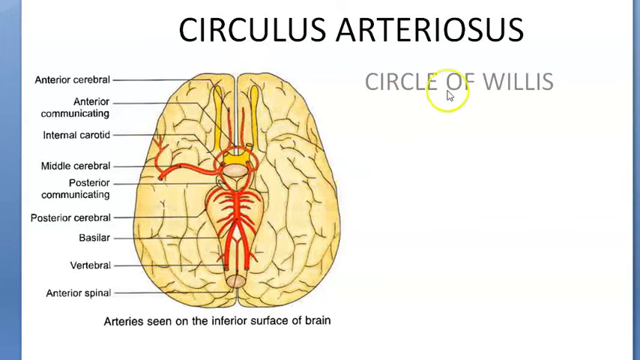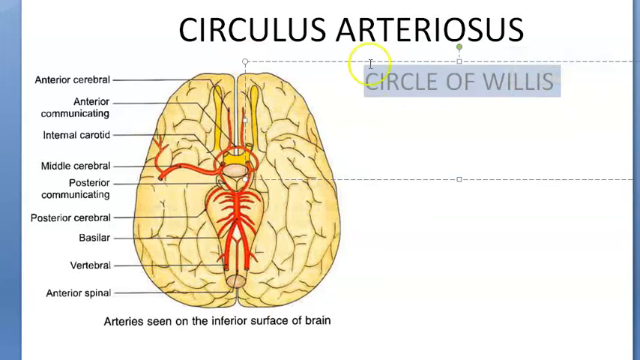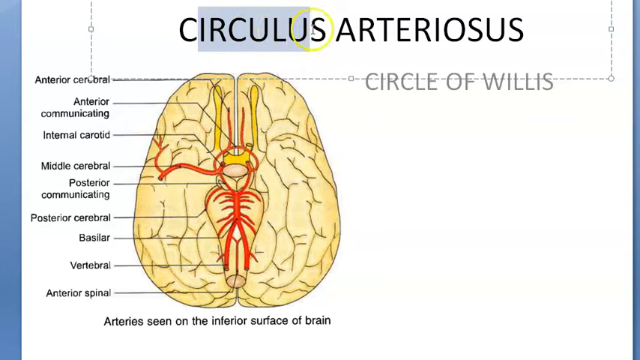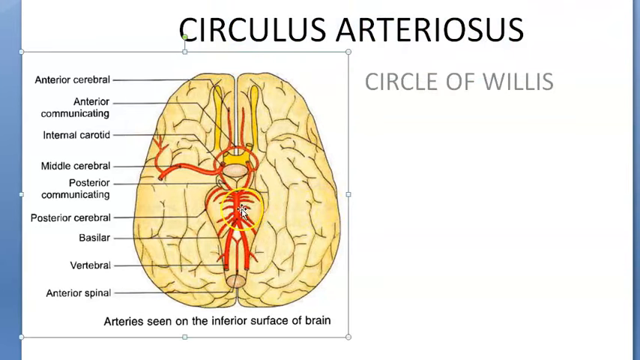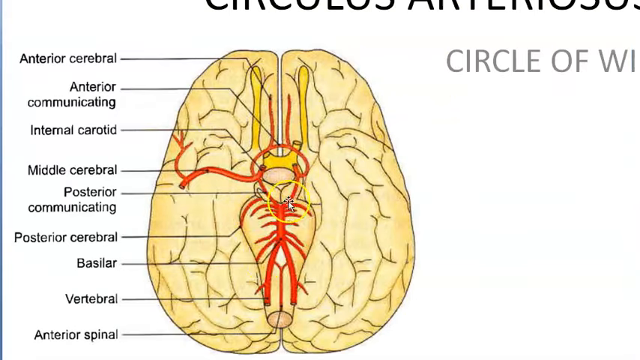In this video, we want to look at the circle of Willis. It's also called circulus arteriosus. Basically, it comes in the blood supply of the brain. If they ask you about the blood supply of the brain, you'll have to write about artery, vein, everything. But here we are looking only at the circle of Willis.